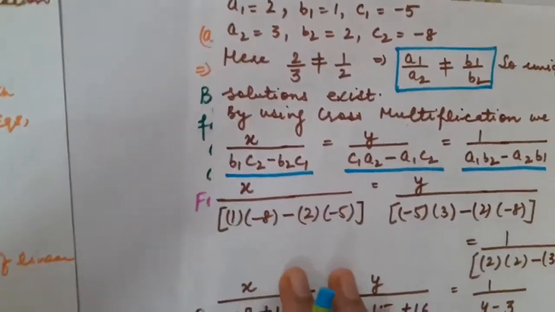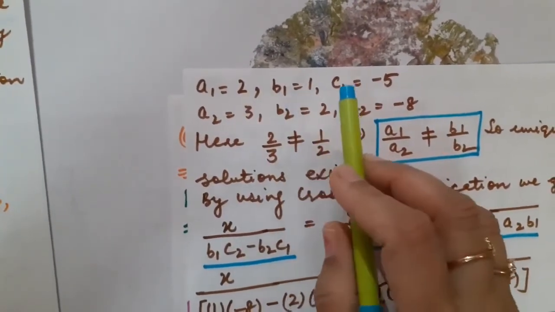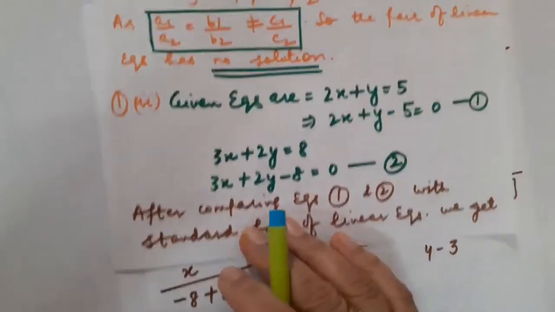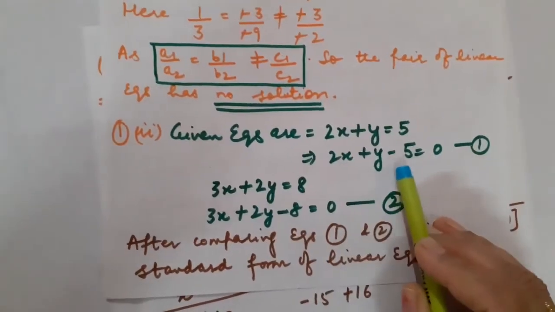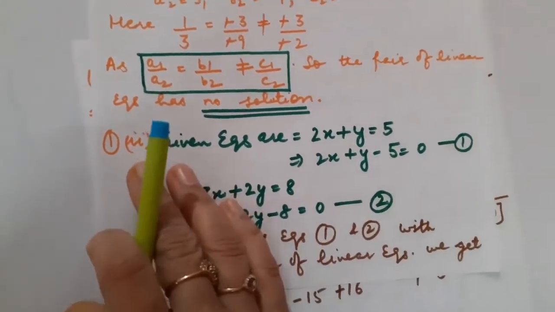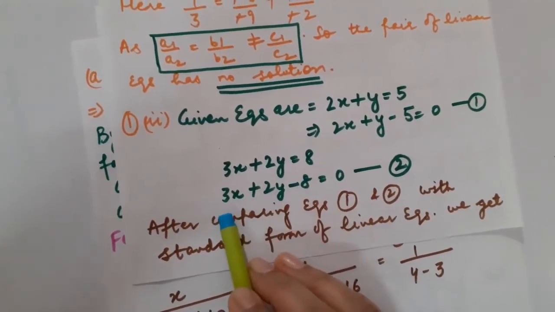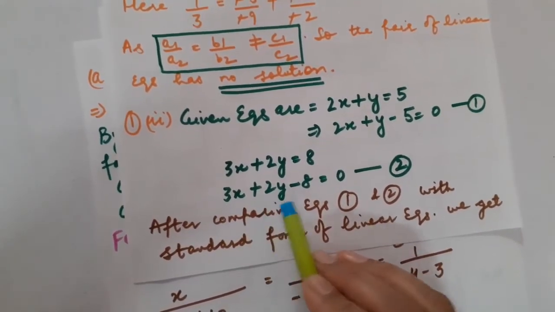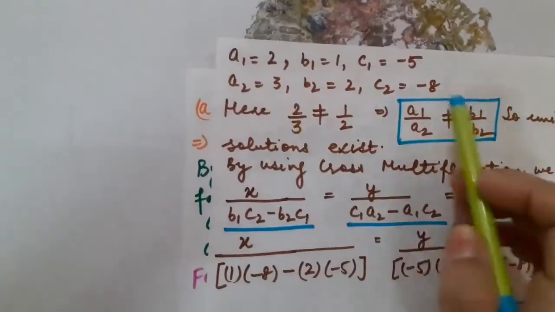See, I have got A1 is equal to 2, B1 is equal to 1 and C1 is equal to minus 5. Let us check once. A1 is equal to 2, B1 is equal to 1 and C1 is equal to minus 5, right? Similarly, A2 is equal to 3, B2 is equal to 2 and C2 is equal to minus 8. Check this: 3, 2 and minus 8.